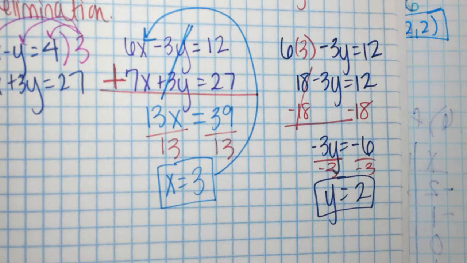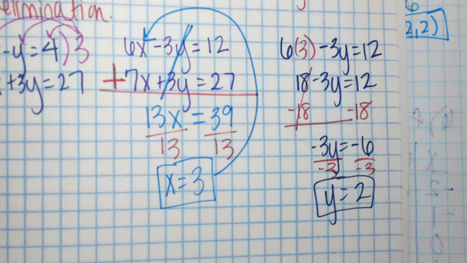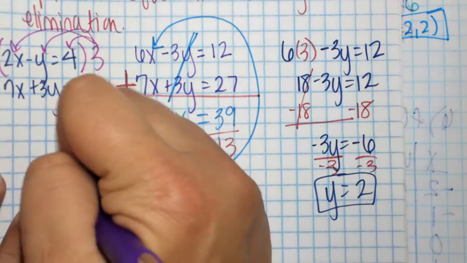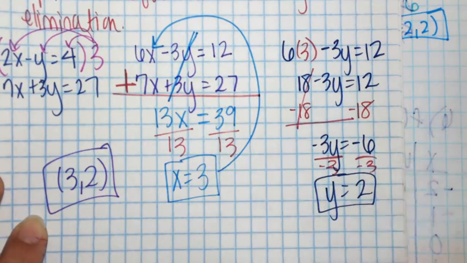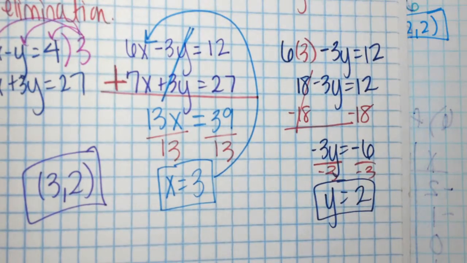Now, Natalie, can you tell me how we're going to write our answer? 3, 2. Why did we write 3 first, Natalie? X is before Y. Yes, good. Take a point. Great job.